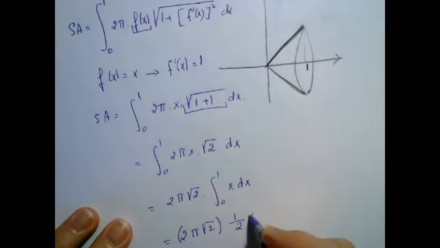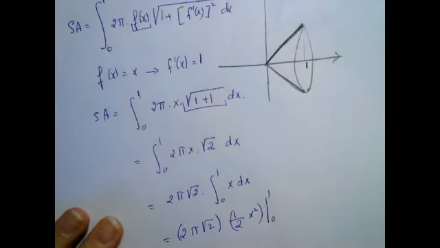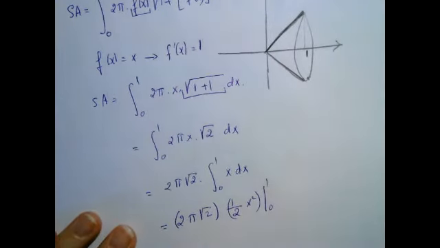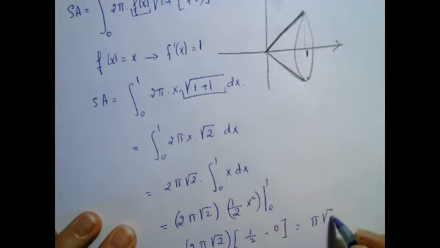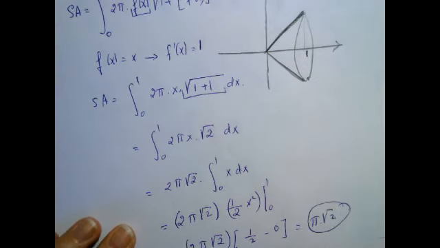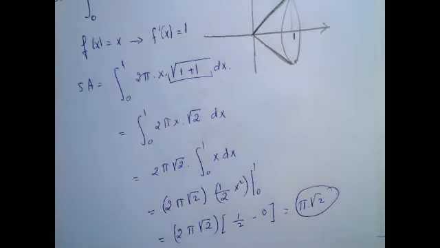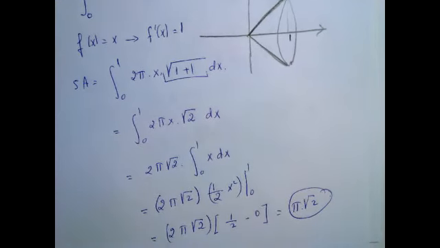This will give me a half x squared from 0 to 1. And this will give me 2 pi square root of 2 times a half minus 0, which will give me pi times the square root of 2. And that would give me the surface area of this cone.